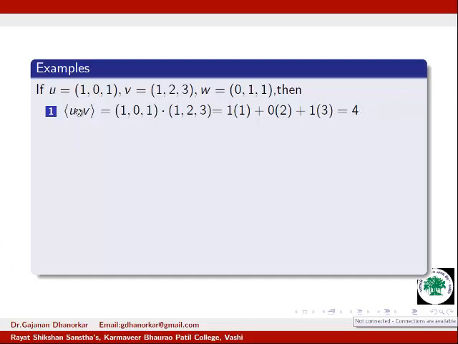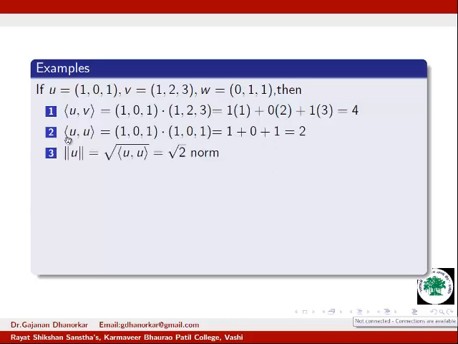And keep in mind, the inner product is always a scalar, and since this is a real vector space, this is a real number. Now the inner product of U with itself means we find the dot product of the same vector with itself. We multiply coordinate-wise: 1 into 1 is 1, plus 0 into 0 is 0, plus 1 into 1 is 1, and this is 2.